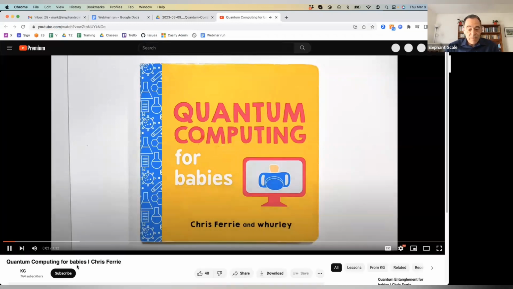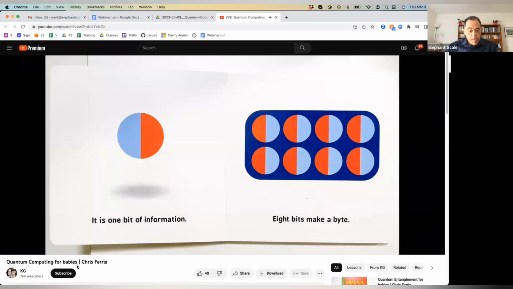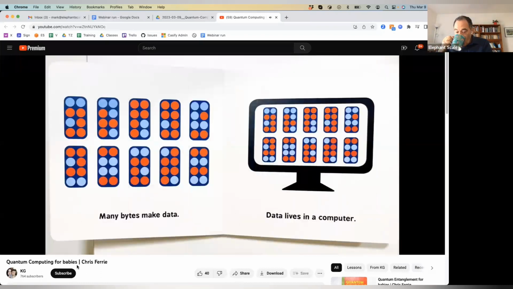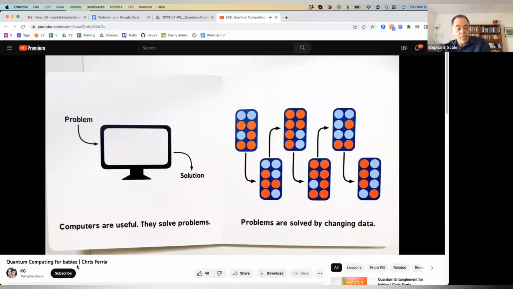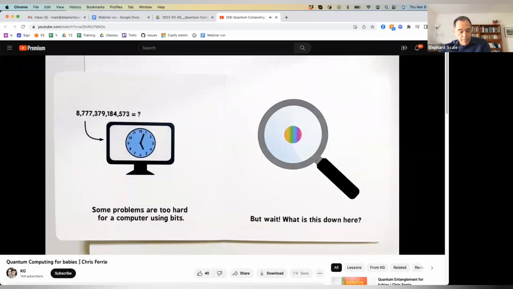Quantum computing for babies. This is a ball. It can be red or blue. It is 1 bit of information. 8 bits make a byte. Many bytes make data. Data lives in a computer. Computers are useful. They solve problems. Problems are solved by changing data. Some problems are easy and some problems are hard. Some problems are too hard for a computer using bits.